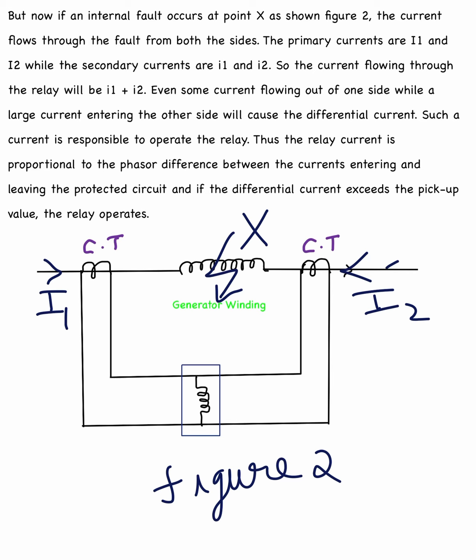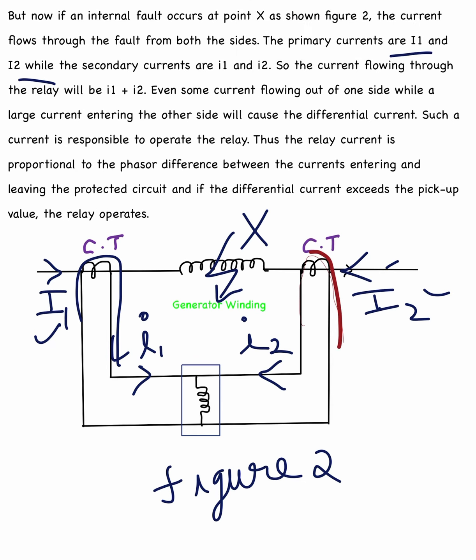The primary current is I1 and I2, while the secondary current is also I1 and I2. So this is the primary current, and the secondary current is that I1 and that I2. Okay, so this will flow like this, and this will flow like this. So this is the current I1 and I2 is the secondary current, and capital I1 and capital I2 is the primary current.